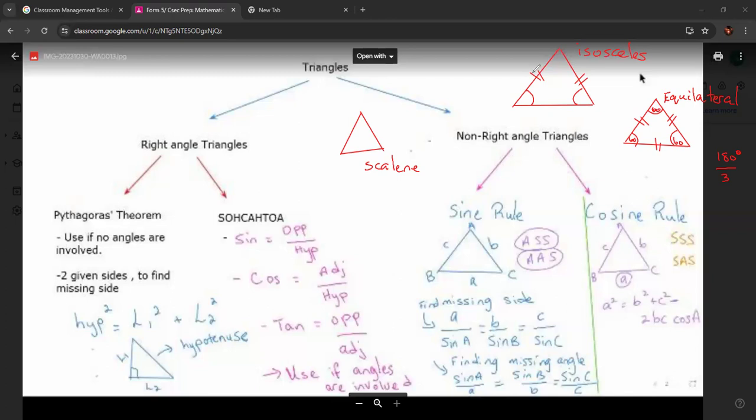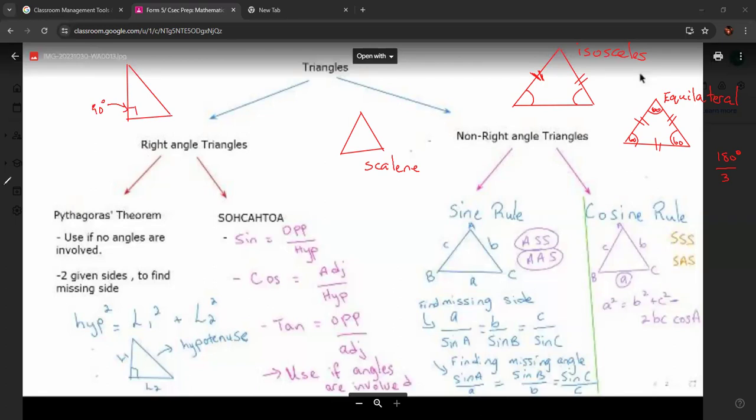They normally use a line like this, like two lines or one line, in order to show which sides are equal. And then finally, there's the right angle triangle. In a right angle triangle, one of the angles is a right angle and a right angle is 90 degrees. Learn your triangles, make sure that you know how to identify them.